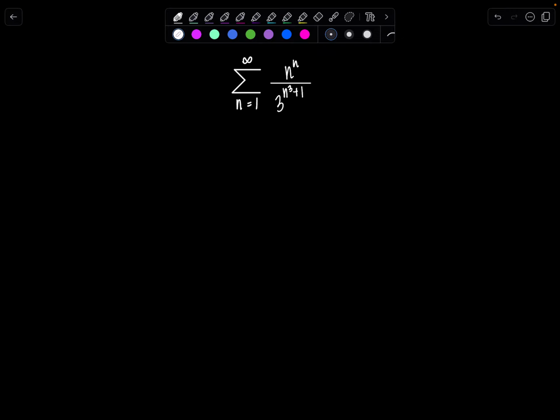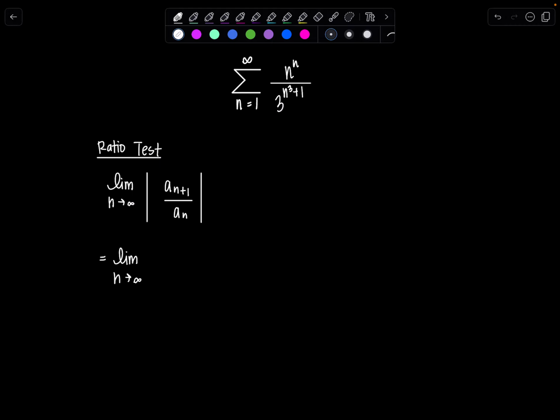When I first looked at this, I was debating whether I should do ratio test or root test, but because of the way the denominator is, I decided against root test. So to start off, we're going to do ratio test. And remember, we take the limit as n approaches infinity of the absolute value of a sub n plus 1 over a sub n. Now I'm looking, none of the terms are going to be negative, so I don't really need to keep writing absolute value bars in this limit.